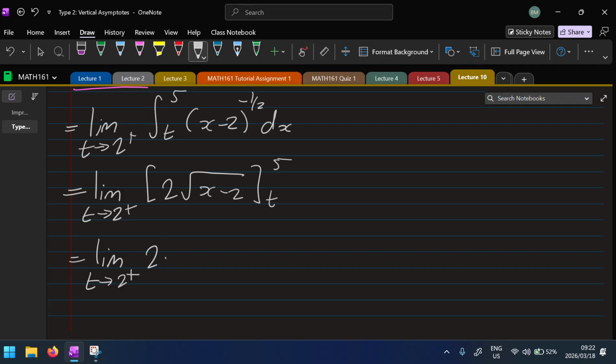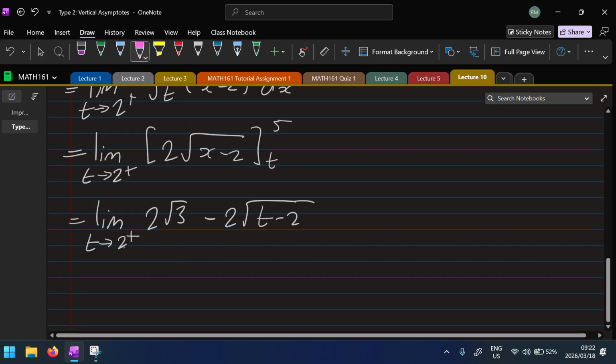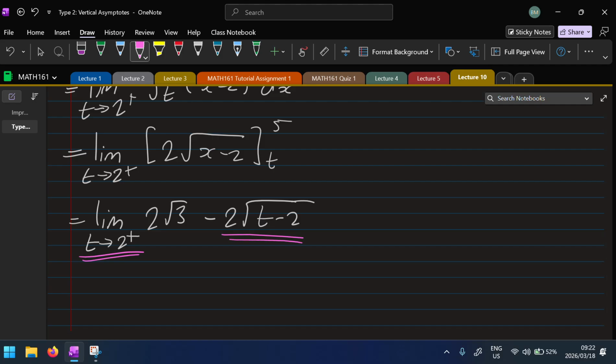So this will be 2 root 3. No issue. Minus 2 root, and now we substitute the t. And this is where this part here is important. So here we're taking the limit as t goes to 2 plus. So we are saying t is greater than 2.